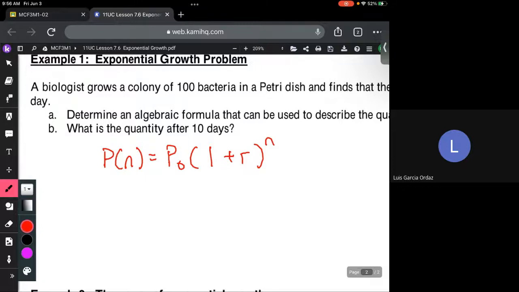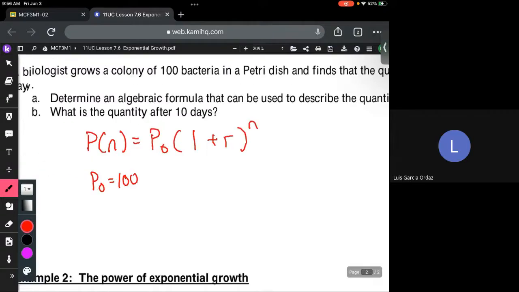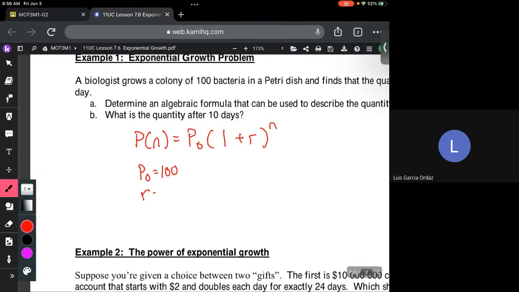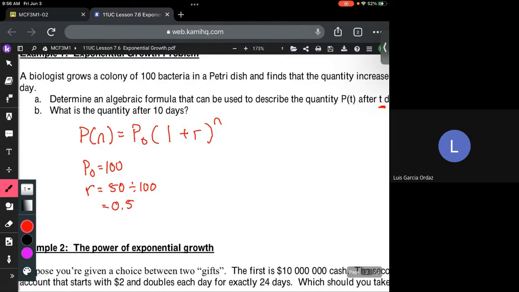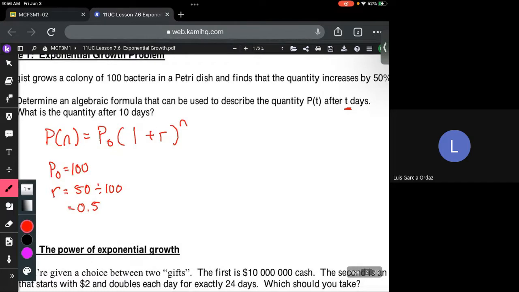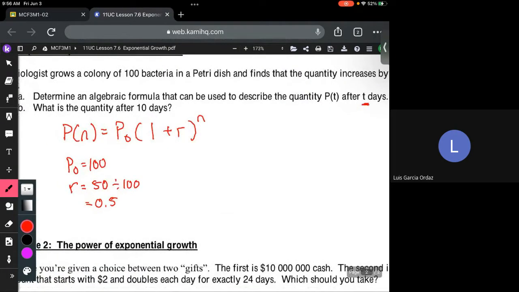So what was our initial amount of bacteria? P0 is equal to 100. What is our R as a decimal? Yep, 50 divided by 100, which is 0.5. And instead of n, what do they want us to use for the time? I underlined it already. T. So instead of P of n, we're going to use P of t. So P of t is equal to 100 times 1 plus 0.5 to the power of t. So this is my answer for A. That's my equation.